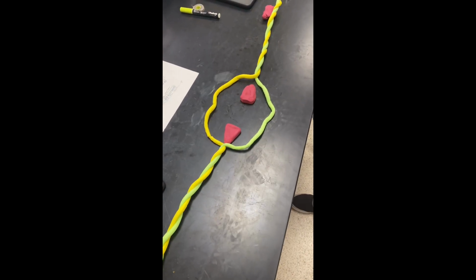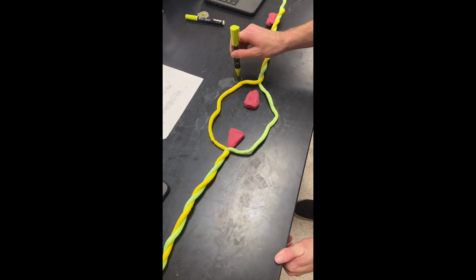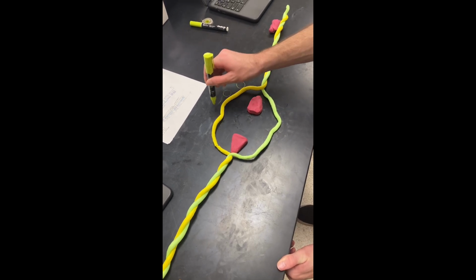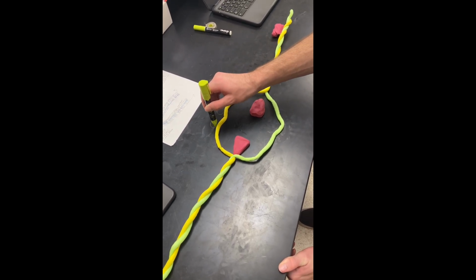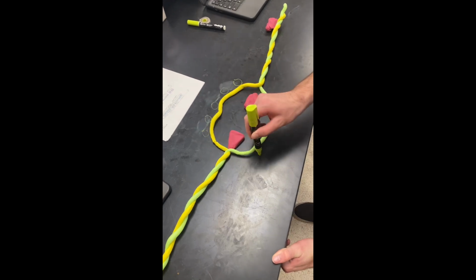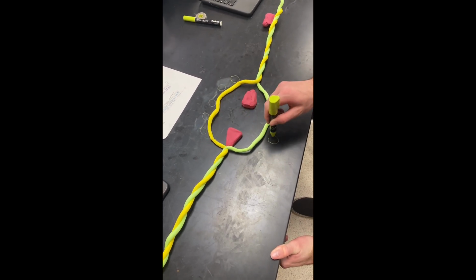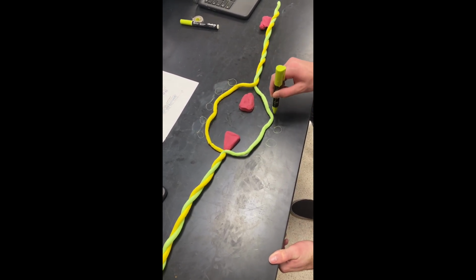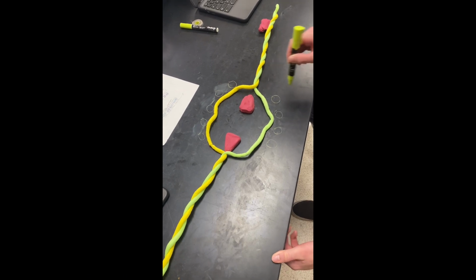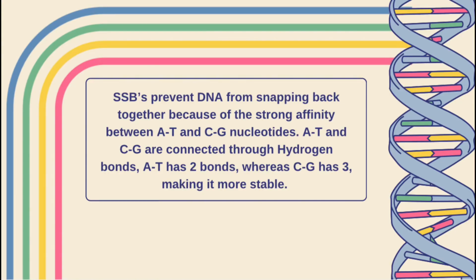After helicase splits DNA, single-stranded binding proteins prevent the two DNA strands from rebinding by attaching to the backbone of the strand to hold the replication bubble open. Without SSBs, DNA would snap back together because of the strong affinity between A and T and C and G nucleotides. AT and CG are connected through hydrogen bonds. AT has 2 bonds, whereas CG has 3, making it more stable.